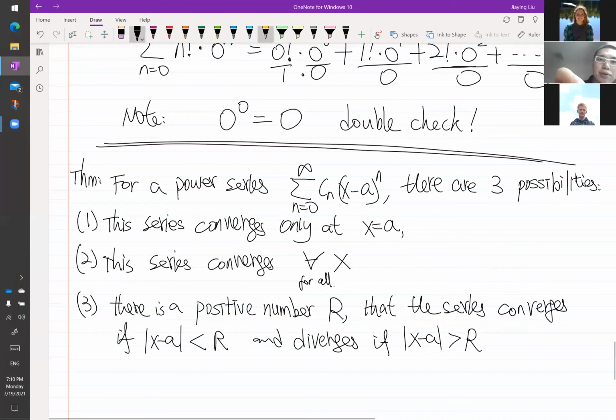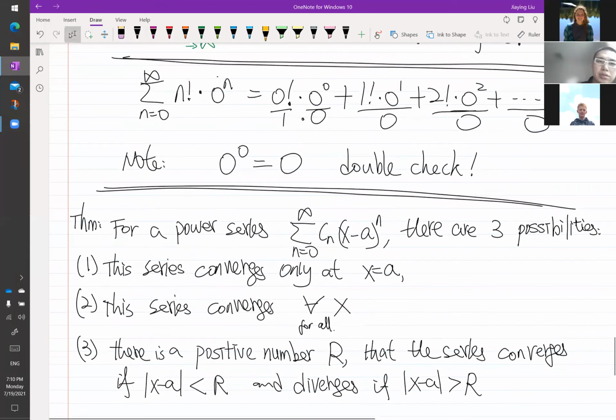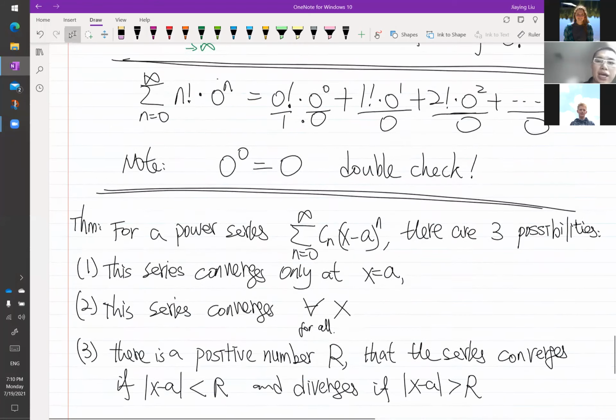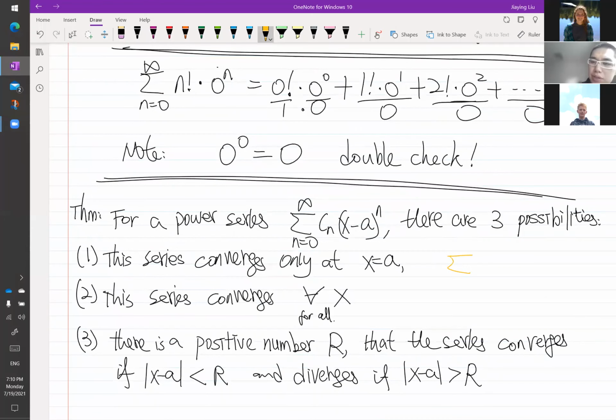The second example we had was the series n factorial x to the n. That's this case. It only converges at the specific value x equals a. In that case, it's x equals 0, because you can think of this as the same thing as writing sigma n factorial (x minus 0) to the power of n. So a is 0 there. So that converges at only 1 value.